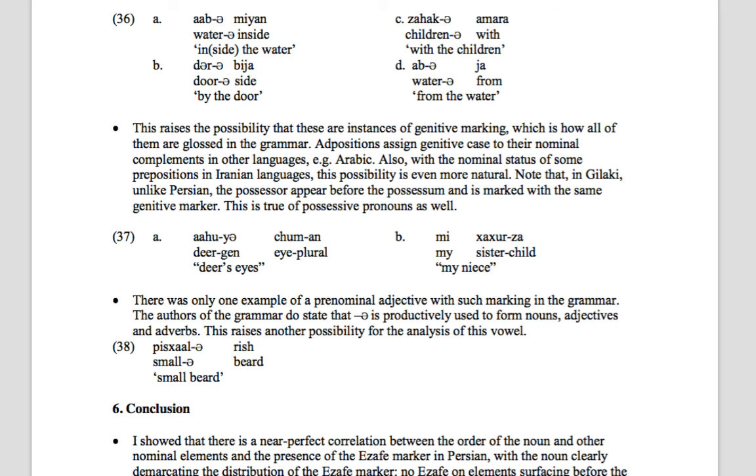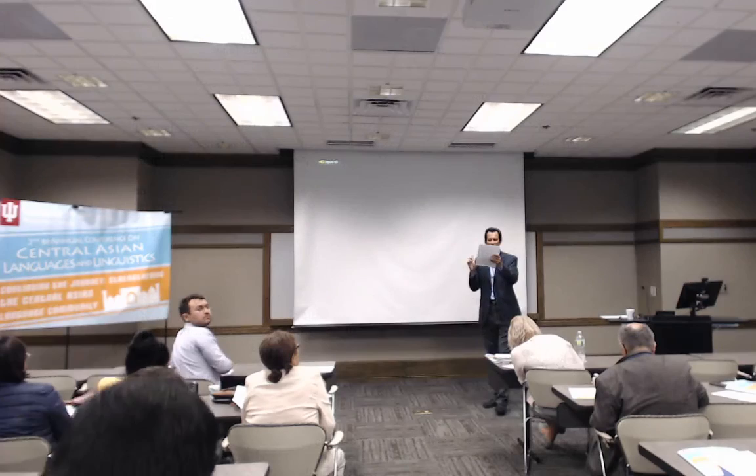So for these, there is this possibility that these are actually instances of genitive marking, which is how all of them are glossed actually in the grammar. All of them have gen under it. Of course, we know adpositions assign genitive case to their nominal complements in a lot of languages. So, for example, Arabic. Also, given that in Persian at least, and some Iranian languages, these adpositions are sometimes very nominal. That raises that possibility, which works very well for mian, but definitely not so much for ba, for example. With, for Persian, wouldn't be one of them. And crucially, when you look at possessive constructions, I'll be a couple more minutes. I'll finish.